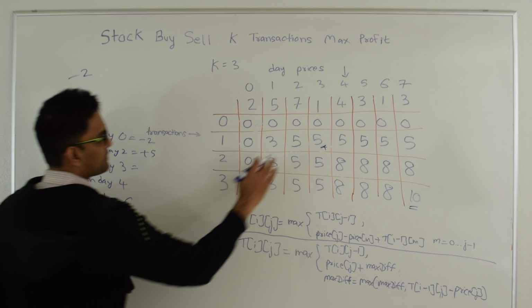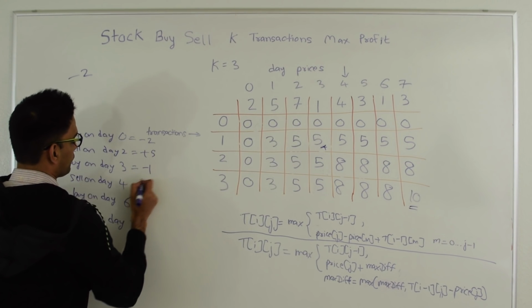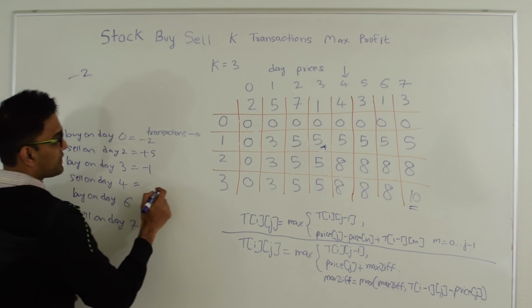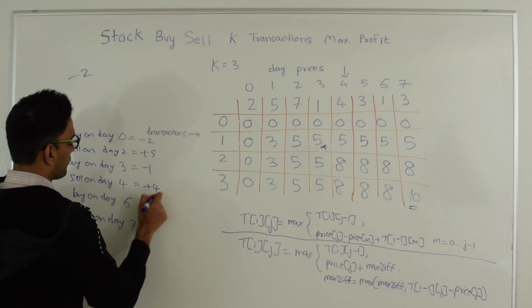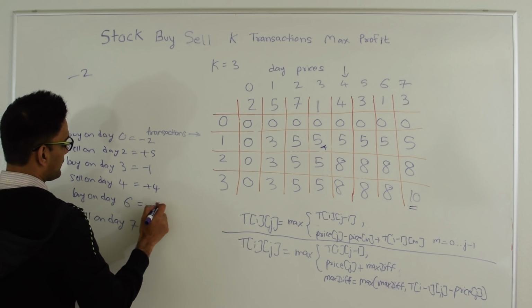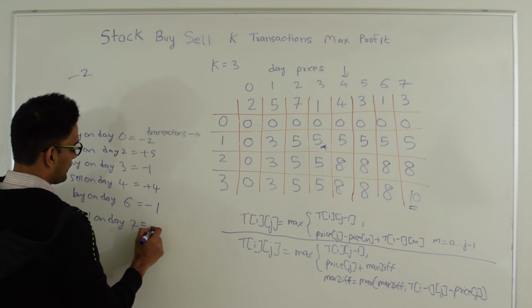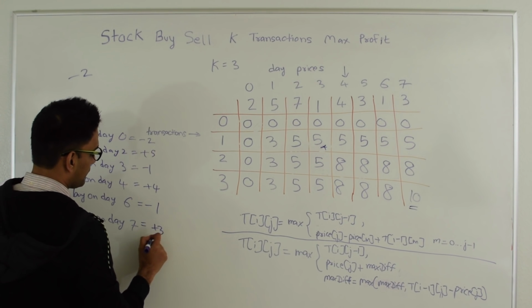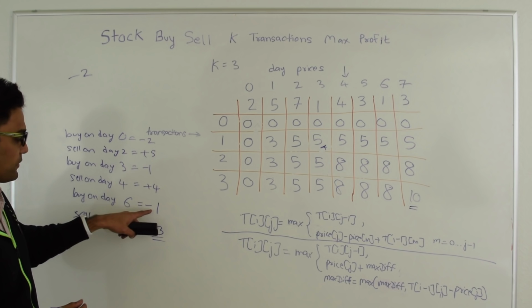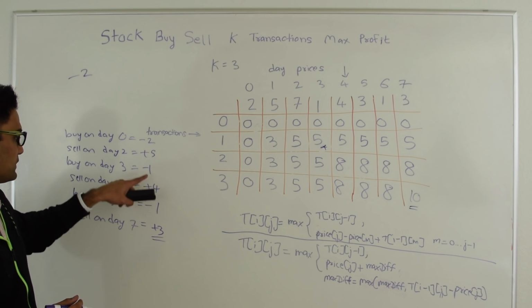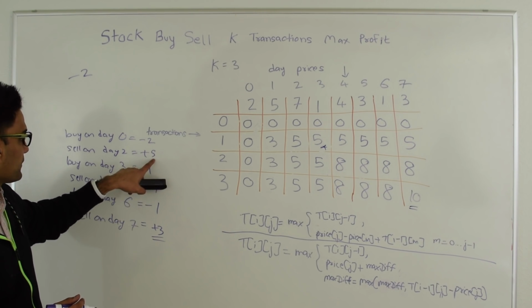If we buy on day 3, that takes minus 1 away. If we sell on day 4, that gives us a profit of plus 4. If we buy on day 6, that takes away minus 1, and this gives us a profit of plus 3. So the total here is 3 minus 1, 2, 2 plus 4, 6, minus 1, 5, plus 5, 12.